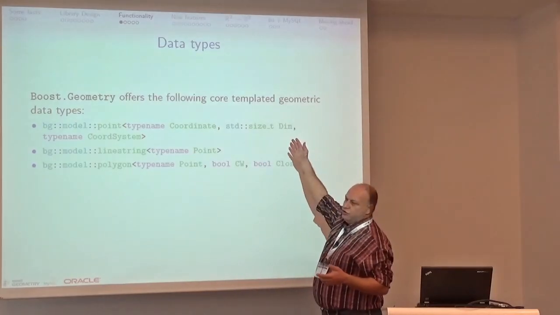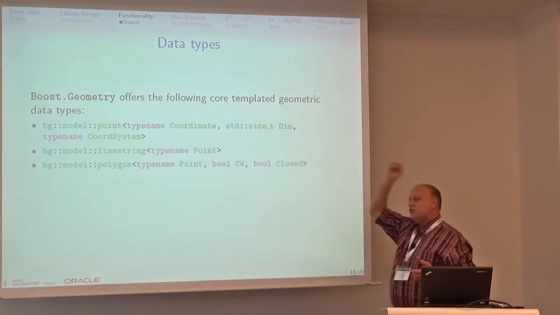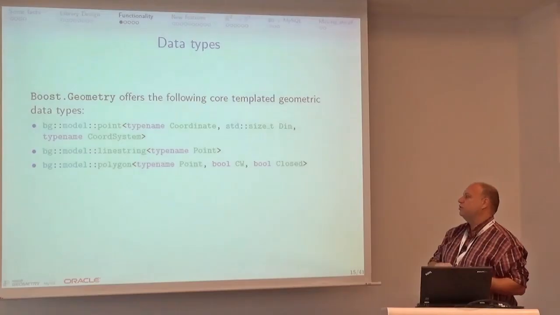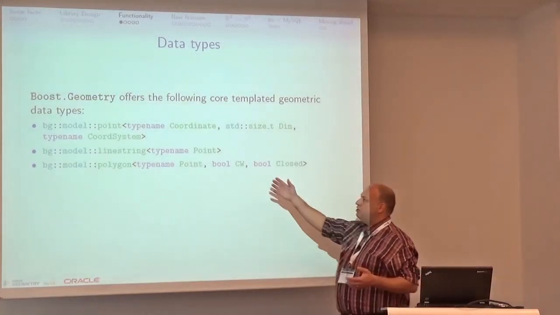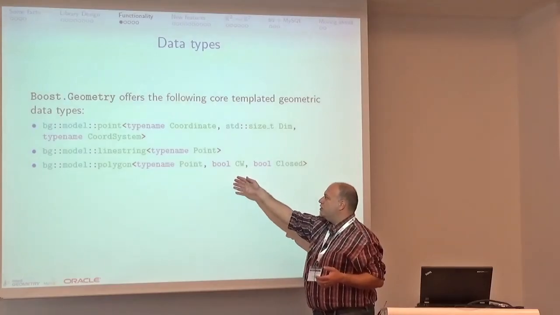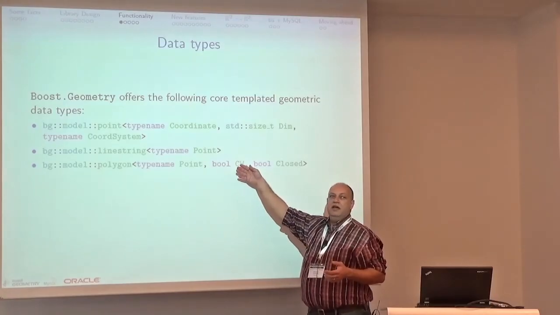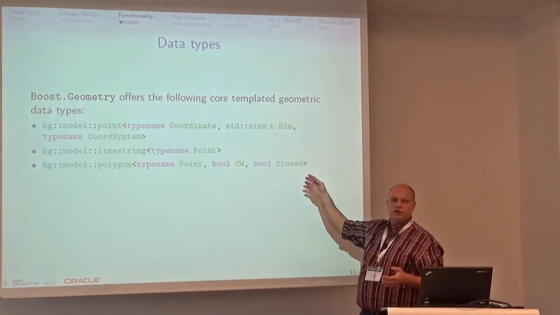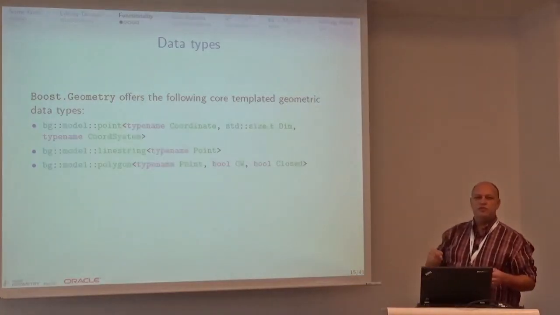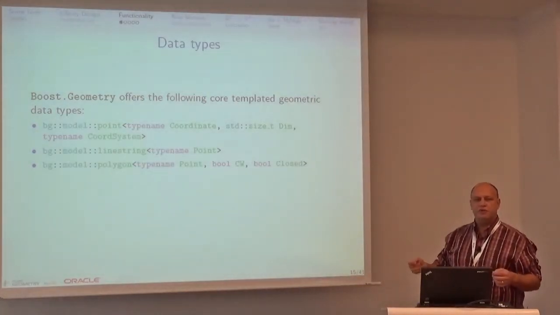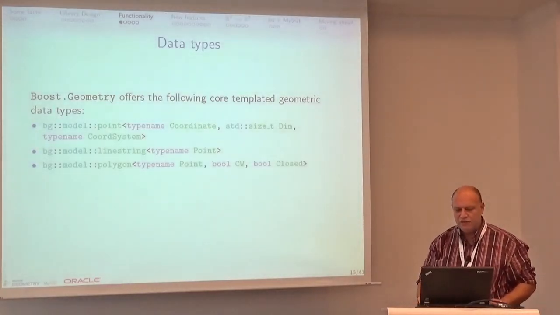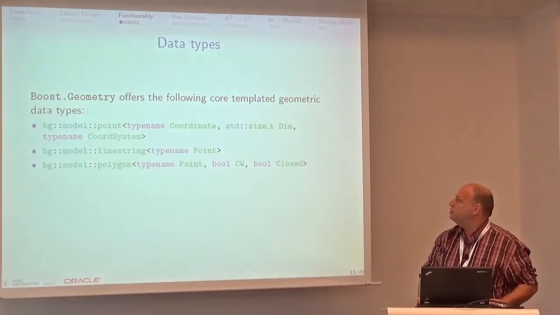The dimension, two-dimensional or three-dimensional, or the coordinate system, whether you're in a Cartesian coordinate system or spherical, equatorial, geographic. We have line strings that depend on points. We have polygons that can have different orientations or can be defined as closed or not closed. Basically, closedness has to do with whether you require that the first and the last point of the polygon are the same or not. It's a slight optimization in data representation.